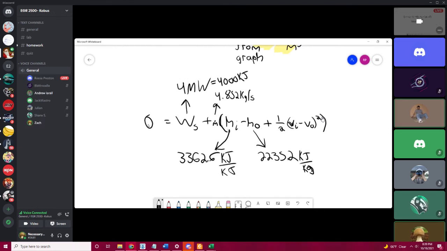For 2B, do you use conservation of mass for the exit area? Yeah. Okay, thanks.